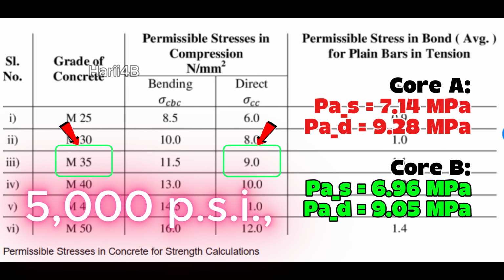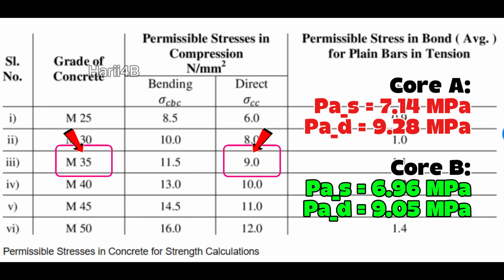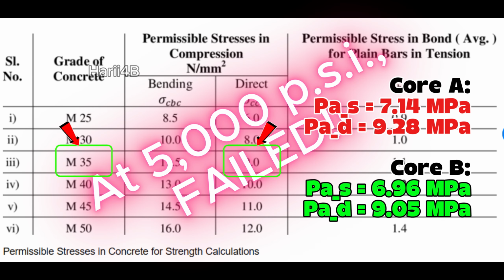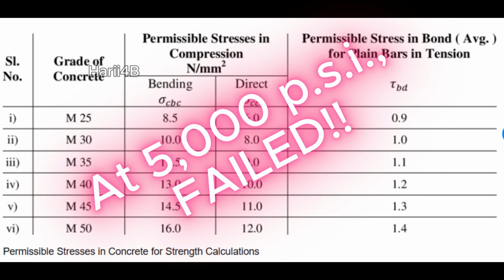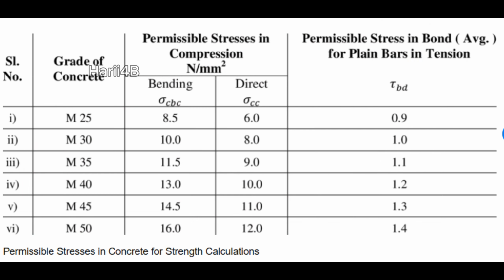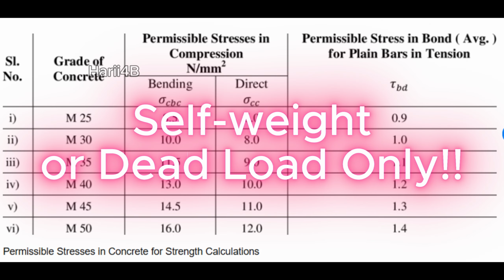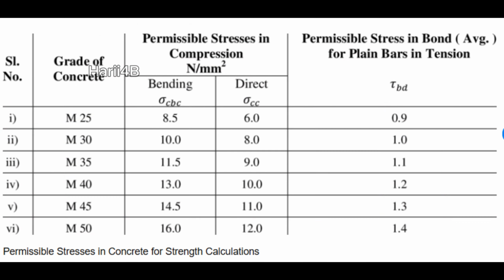For the static case condition, the direct compression stress for core wall A is equal to 7.14 megapascals, whereas for core wall B, it is 6.96 megapascals. For both core walls, for the assumed 5,000 psi concrete grade, both failed the compressive strength limits. During the earthquake state, note the pressure stresses are calculated from self-weight or dead load only. If we include the live loads and wind loads to the static case, it will also fail.